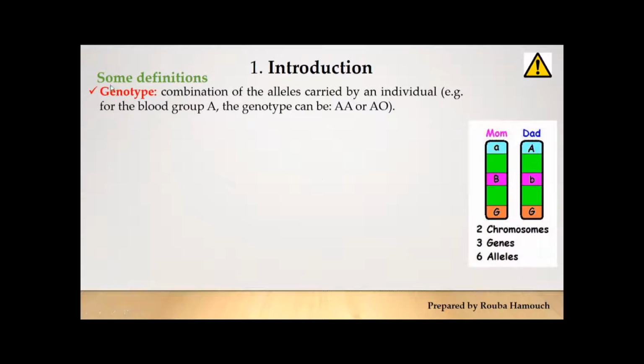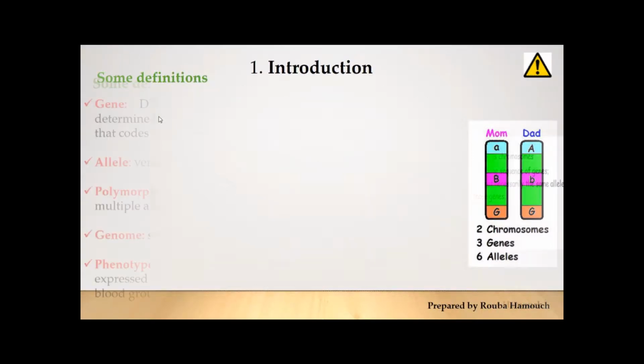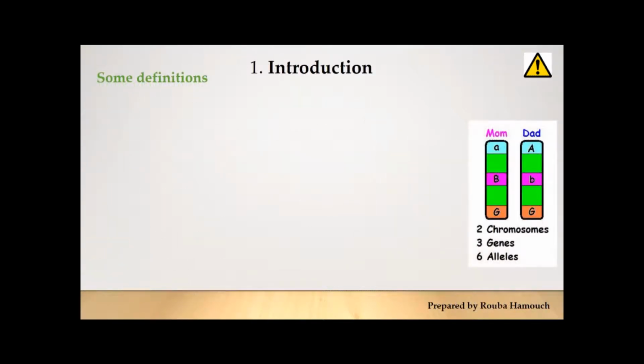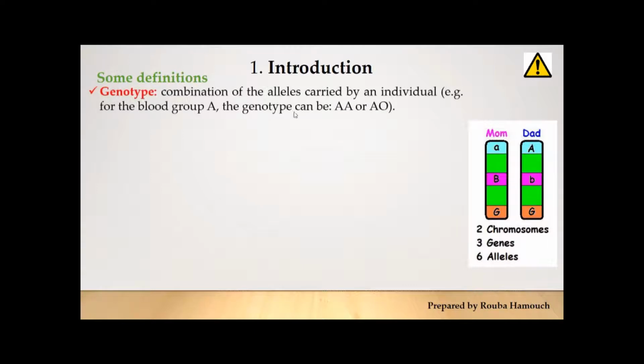We continue in the definitions. We arrive to the genotype. What is genotype? Do not confuse between genome and genotype. Genome is the set of genes carried by our chromosomes, while the genotype is the combination of alleles carried by an individual.